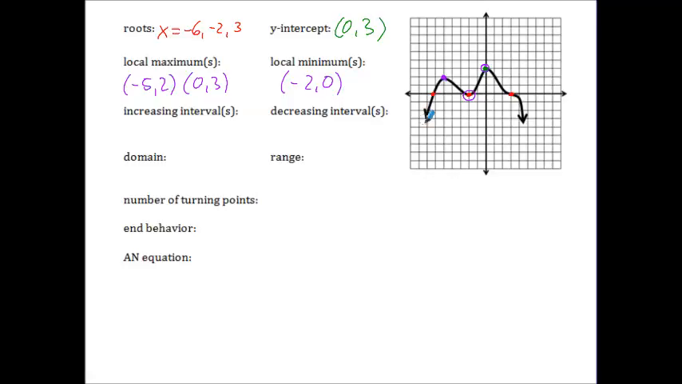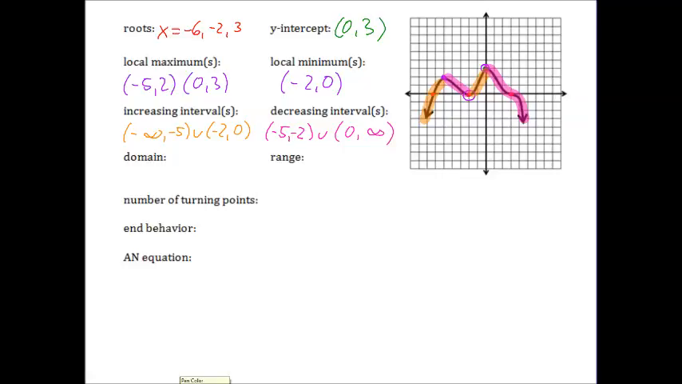Increasing intervals are here and here, from negative infinity to negative 5, and from negative 2 to 0. Decreasing intervals, we have 2 as well, and those go from negative 5 to negative 2, and from 0 to positive infinity.